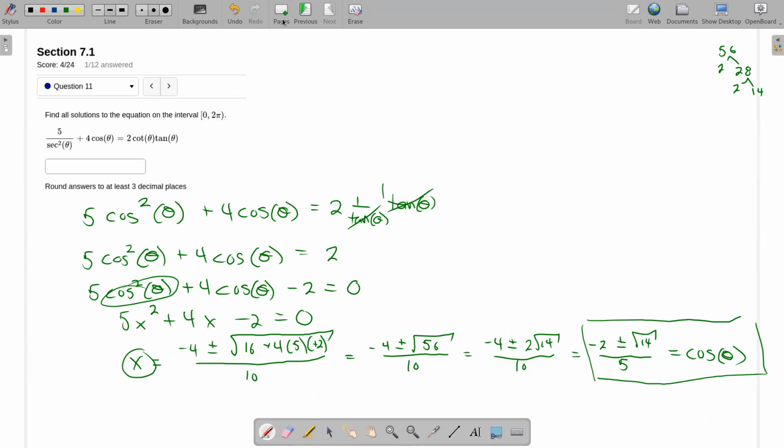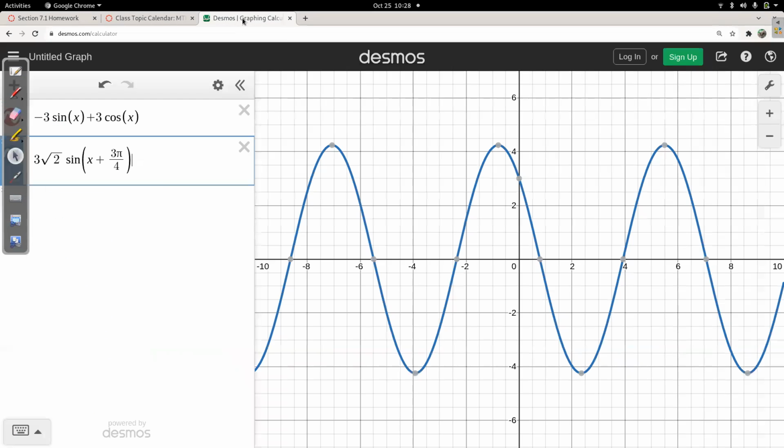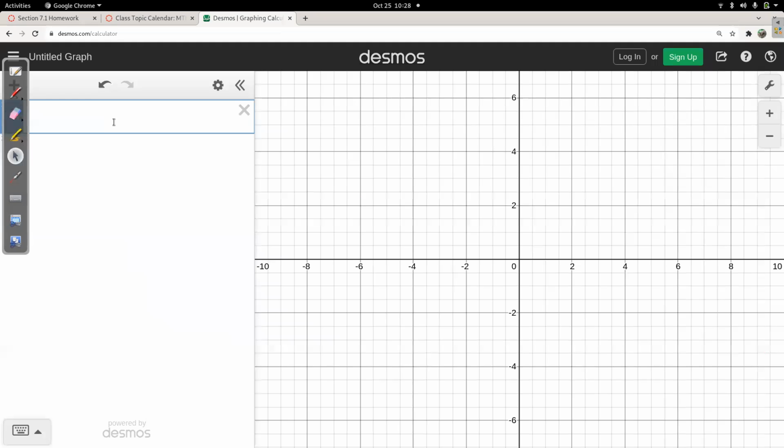So new page, cosine of theta equals negative 2 plus or minus square root of 14 over 5. I need to get some approximations of this to see what they look like before I use the arc cosine. So calculator, let's clear this out. All right, so fraction, negative 2 plus the square root of 14 all over 5. Oops.